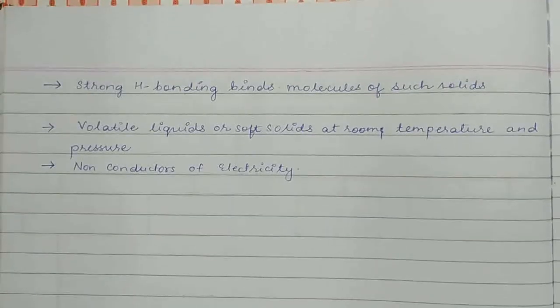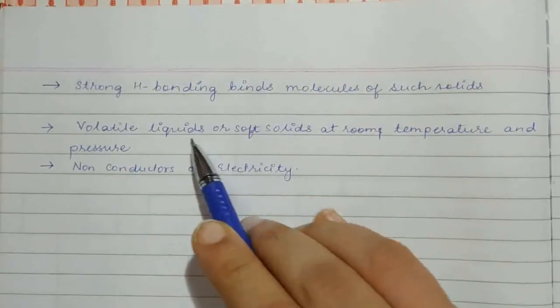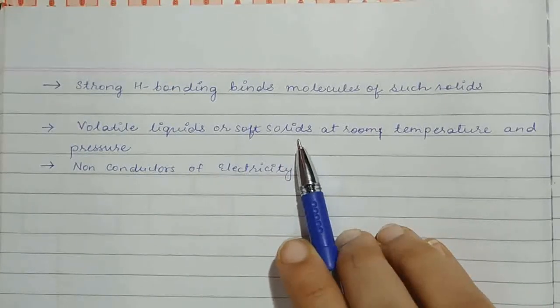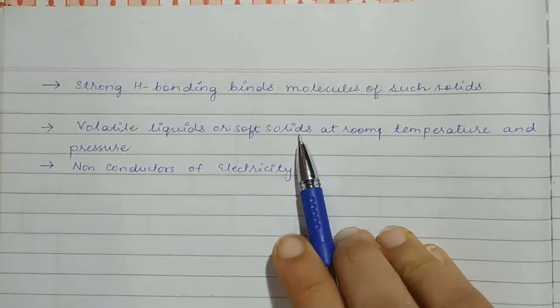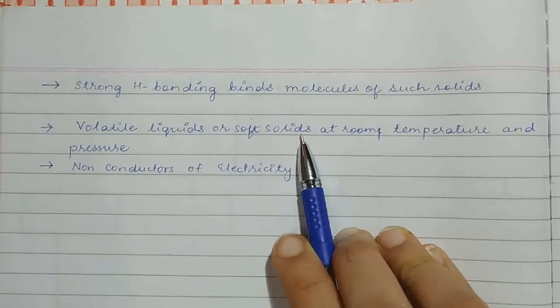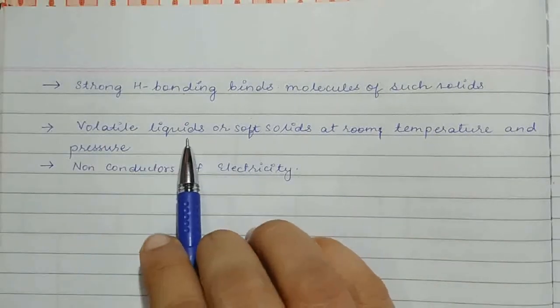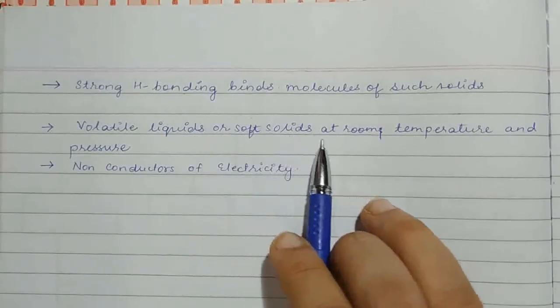In these molecules, there is strong hydrogen bonding which binds the molecules of such solids. Now these solids are either volatile liquids or soft solids. Can you imagine water? Water molecules are bonded by hydrogen bonding. You know the structure of water, right? So water is a volatile liquid, correct? When you heat it, it evaporates. Or soft solids at room temperature.